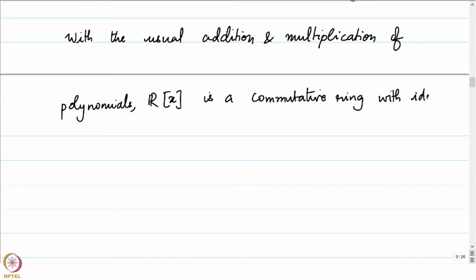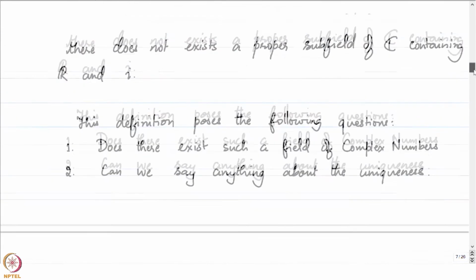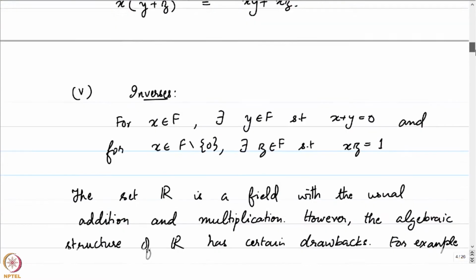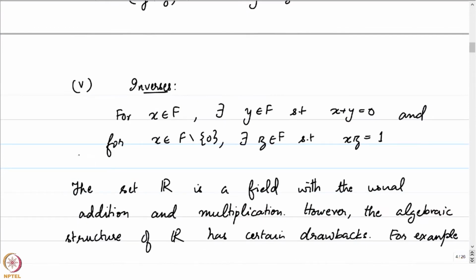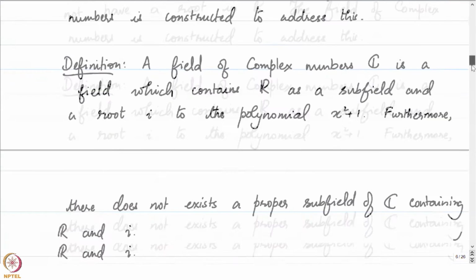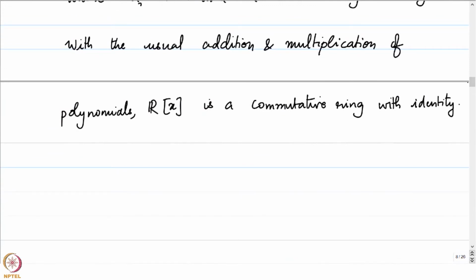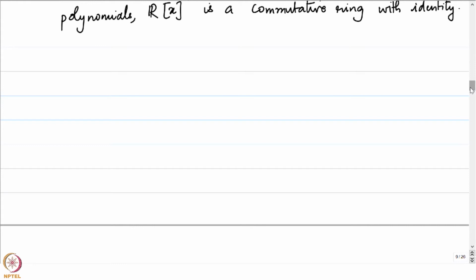So if you have not seen abstract algebra before, a commutative ring is a set with two operations with almost all these properties satisfied except the last one. But anyway, let me not focus too much on all those things. So R of x will turn out to be a commutative ring with identity. What are the operations, and what are the identities here? The zero polynomial is the additive identity, and the constant polynomial 1 will be the multiplicative identity here.